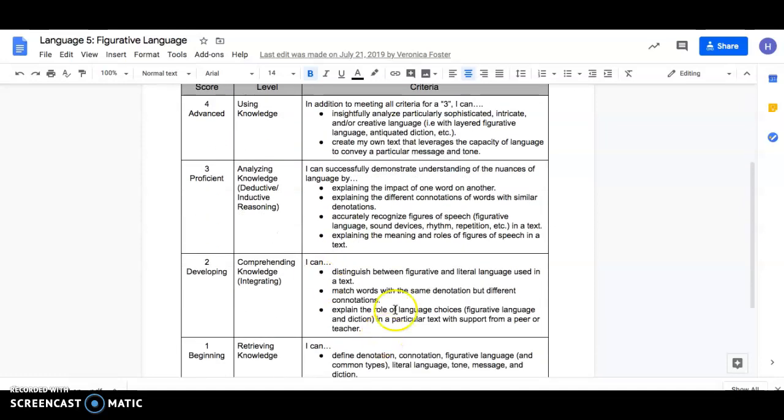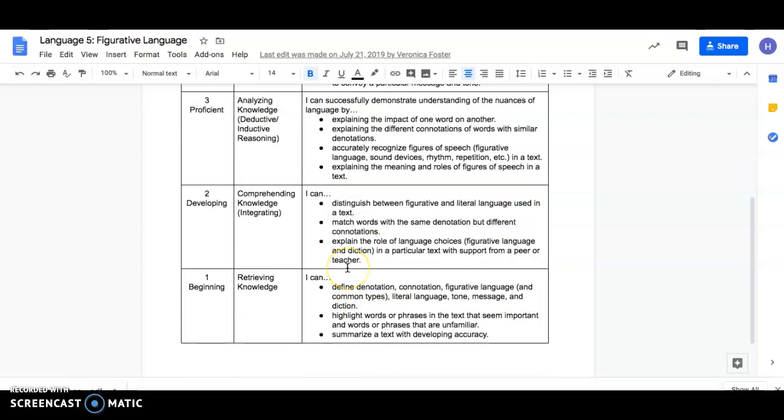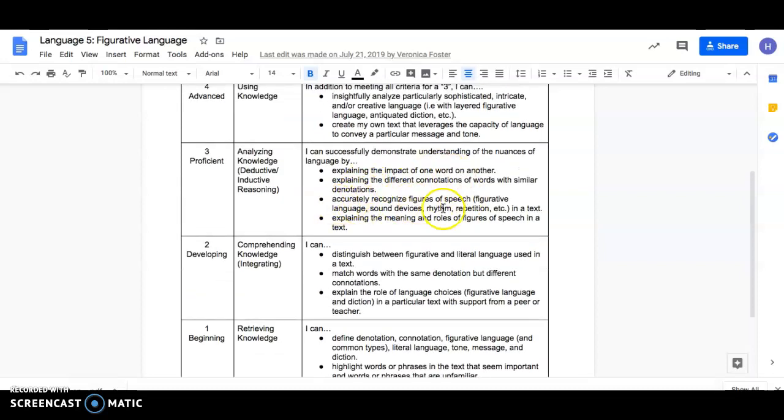Now, you've all done pretty well with the first two parts. We had a little bit of trouble distinguishing figurative versus literal language in the prologue, but some of you have really stepped that up and recognized that by being able to accurately recognize figures of speech in the text. You did that pretty well on your figurative language chart. You did find them and you accurately labeled what they were. Where we're having a little bit of trouble is this last bullet here, explaining the meaning and roles of the figurative language in the text, and also a little bit explaining the diction.